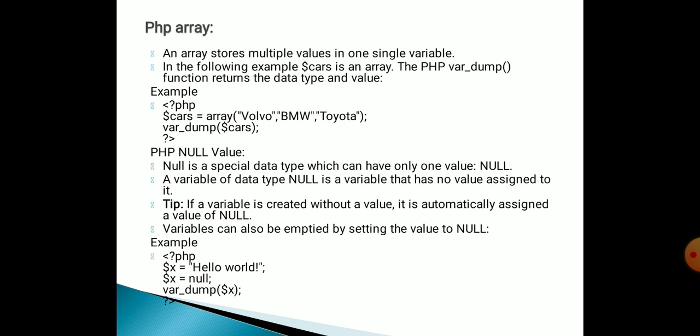PHP null value. Null is a special data type which can have only one value. A variable of data type null is a variable that has no value assigned to it. Tip: if a variable is created without a value, it is automatically assigned a value of null. Variables can also be emptied by setting the value to null. This is the PHP null value example.